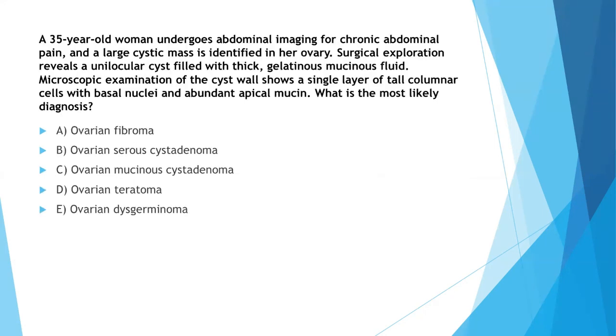So which is the most likely diagnosis? A 35-year-old woman undergoes abdominal imaging for chronic abdominal pain, and a large cystic mass is identified in her ovary. Surgical exploration reveals a unilocular cyst filled with thick gelatinous mucinous fluid. Microscopic examination of the cyst wall shows a single layer of tall columnar cells with basal nuclei and abundant apical mucin. What is the most likely diagnosis? Ovarian fibroma, ovarian serous cystadenoma, ovarian mucinous cystadenoma, ovarian teratoma, or ovarian dysgerminoma.